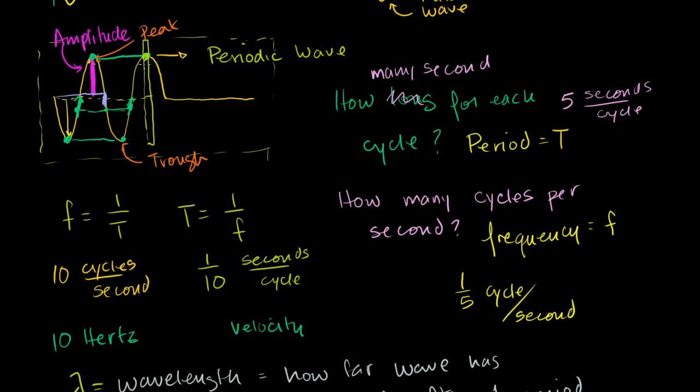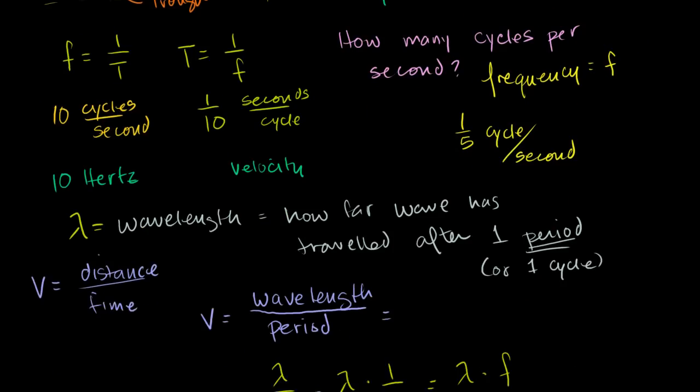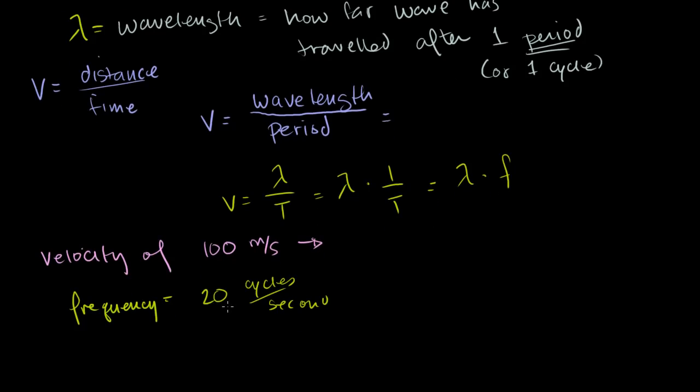If we're talking about 20 hertz, then in 1 second, you would see this go up and down 20 times. 1, 2, 3, 4, 5, 6, 7, 8, 9, 10, 11, 12, 13, 14, 15, 16, 17, 18, 19, 20. That would happen in exactly 1 second, you would see this go up and down 20 times. That's what we mean by the frequency being 20 hertz, or 20 cycles per second. So if they gave you the velocity, they gave you the frequency, what's the wavelength here?